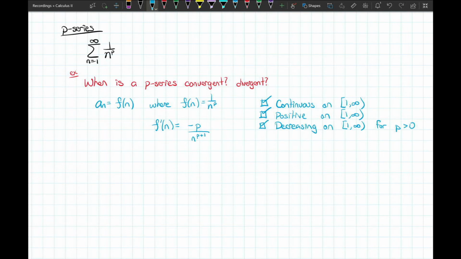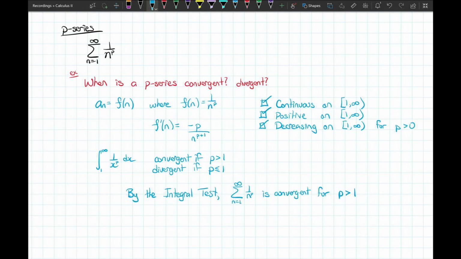Let's try the integral test now. We'll be taking a look at the improper integral from 1 to infinity of 1 over x to the p. Now, the moment that we write down this improper integral of 1 over x to the p from x equals 1 to infinity, you might remember that we've seen this before. In a previous video on improper integrals, we know this is convergent only if p is greater than 1. We also know it's divergent if p is less than or equal to 1. So that tells us this p-series is convergent when p is greater than 1. By the integral test, that tells us that this series is convergent for p greater than 1.